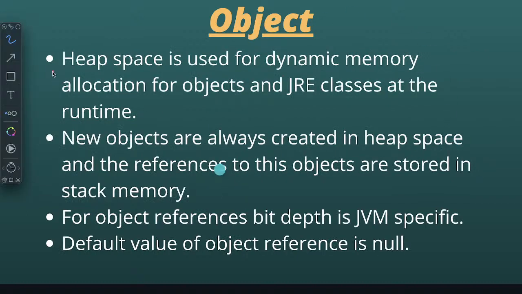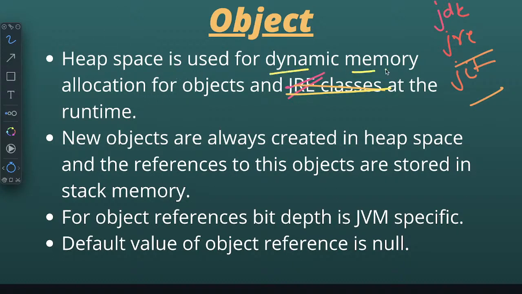Over here the first point says that heap is used for dynamic memory allocation for objects and JRE classes at the runtime. Don't worry about this line, JRE classes. We'll see what JRE means after some videos, when we'll be discussing JDK, JRE and JIT as well. Today we are not going to focus on this word. So the first line says that heap is used for dynamic memory allocation.